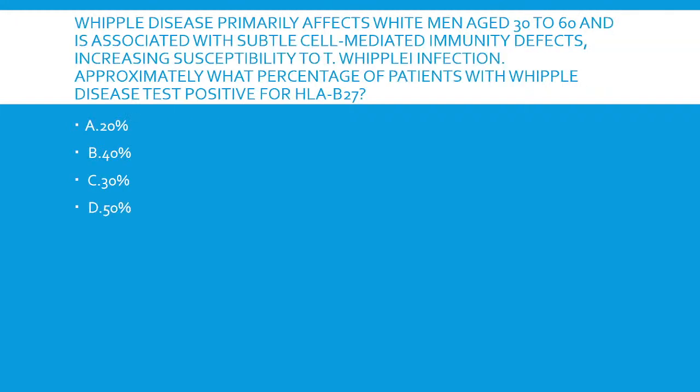Whipple's disease primarily affects men aged 30 to 60 and is associated with a subtle cell-mediated immunity defect, increasing susceptibility to Tropheryma whipplei infection. Approximately what percentage of patients with Whipple's disease test positive for HLA-B27? It is a cross diagnosis. What percentage test positive for HLA-B27?